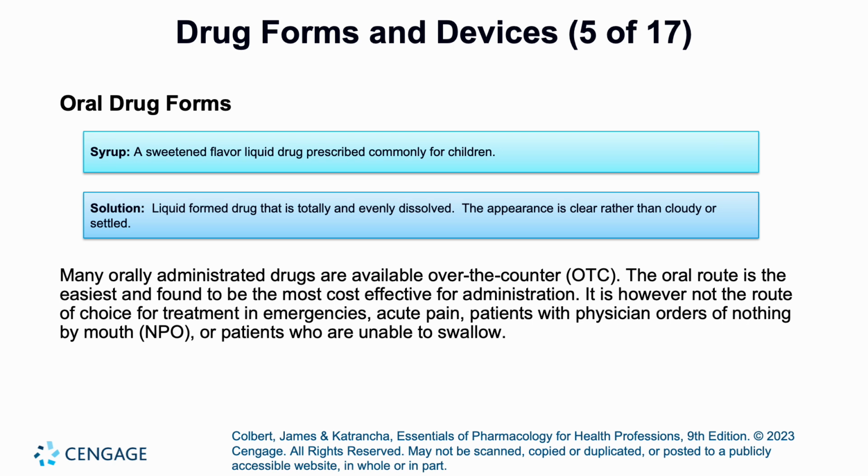And then a solution, which is a liquid form drug that is totally and evenly dissolved. The appearance is clear rather than cloudy or settled. Many orally administered drugs are available over the counter, meaning you can buy them without a prescription. The oral route is the easiest and found to be the most cost-effective for administration.